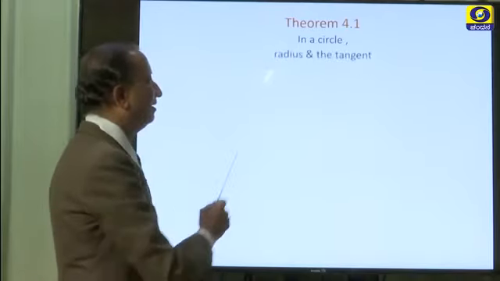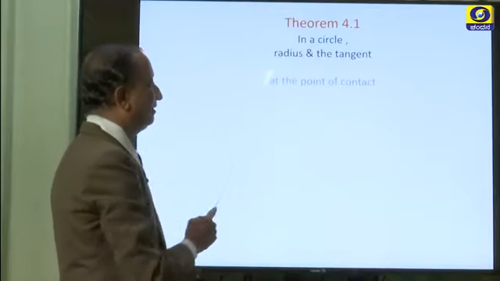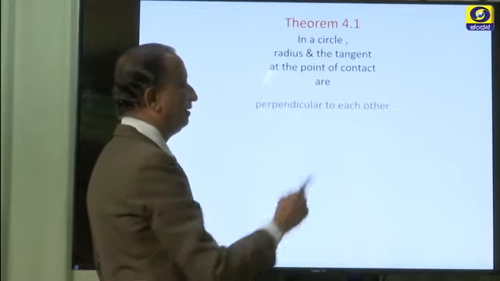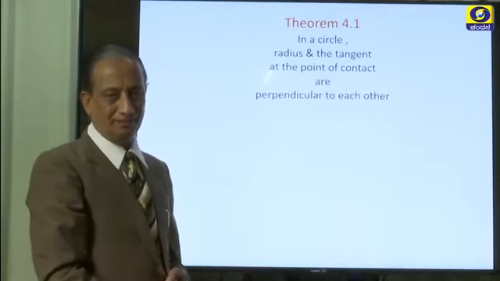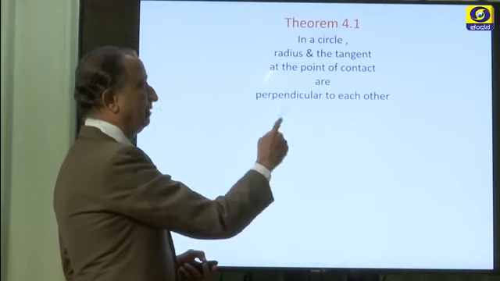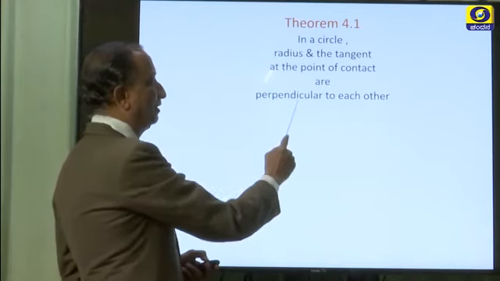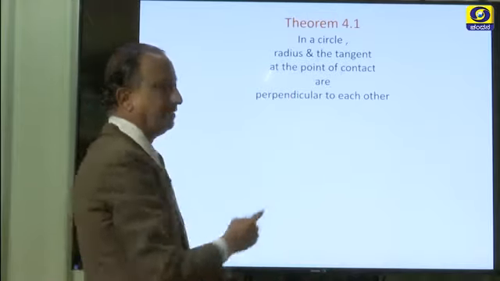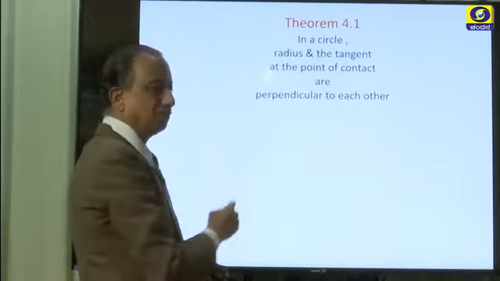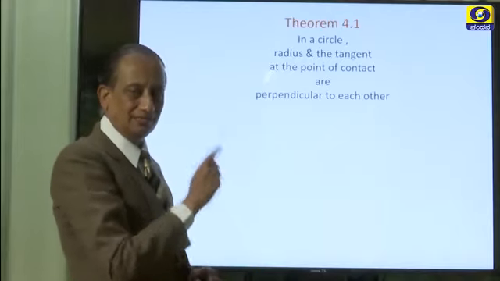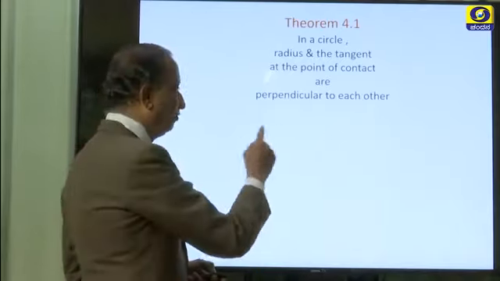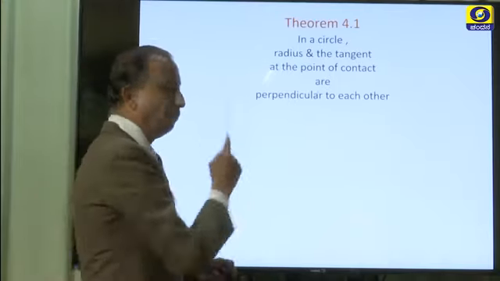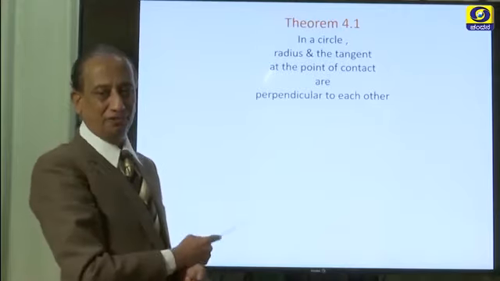In a circle, radius and the tangent at the point of contact are perpendicular to each other. This is the statement, called the general enunciation. So, in any circle you draw the radius and draw the tangent also. At the point of contact, you can see that the tangent and the radius are always mutually perpendicular to each other. Now, we have to draw a suitable figure for this.